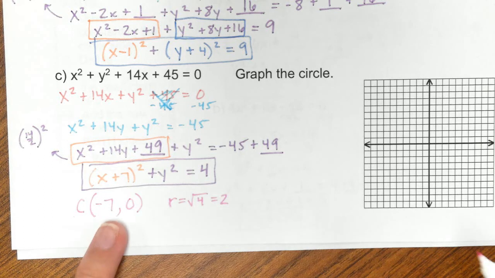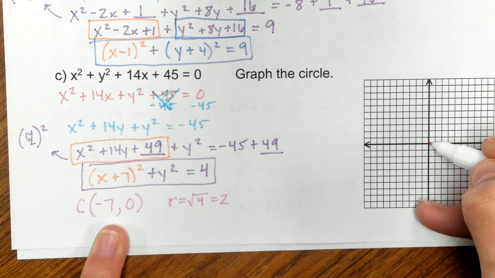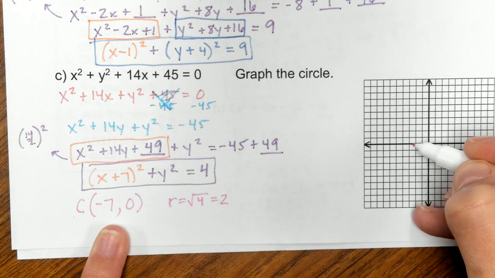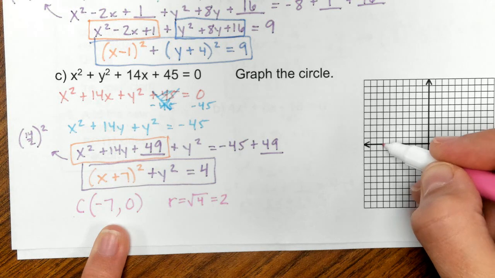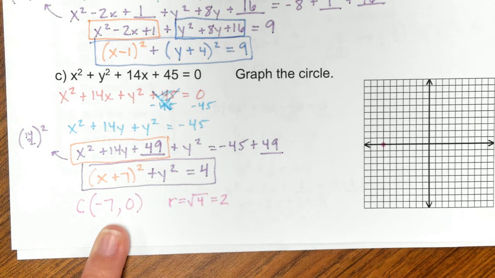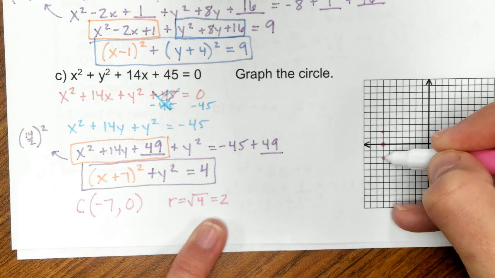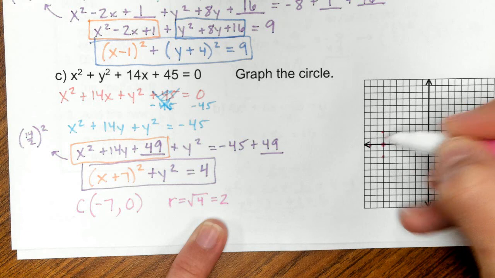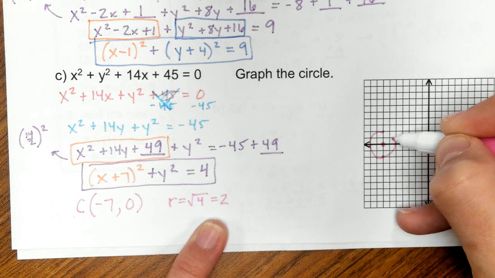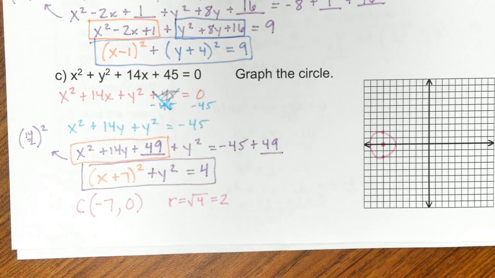So we'll find our center at negative 7, 0. We go negative 7 on x, 1, 2, 3, 4, 5, 6, 7, and 0 on y, so we stay right there. Radius is 2. Up, down, left, and right 2, so that we can find our circle. And there you go. I know it's a lot, but this is straight review from Algebra 1. Watch it again if you need to.